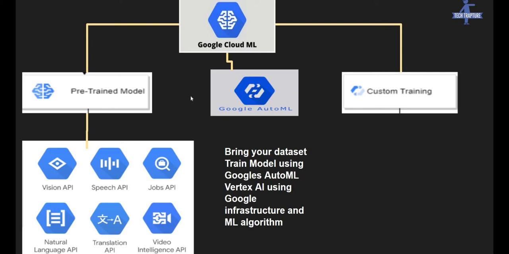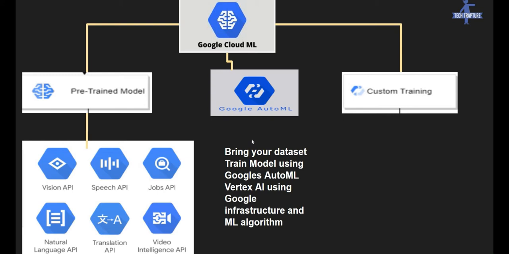Hello all, welcome back. In this series, as of now, we have covered pre-trained models. We have seen the Vision API, NLP APIs and Speech API. So most of the pre-trained models we have covered. Now we want to build a custom machine learning model using Google AutoML and Vertex AI.